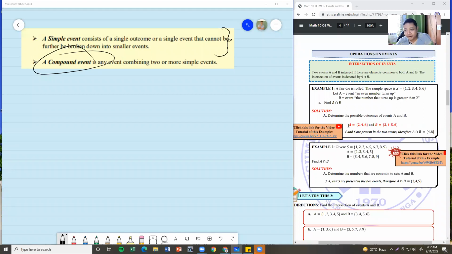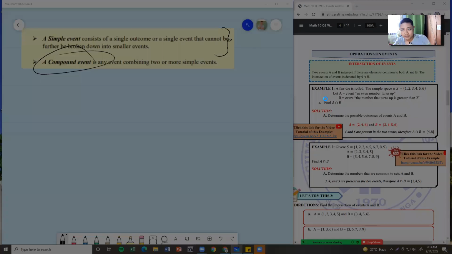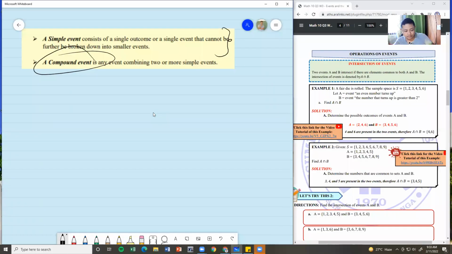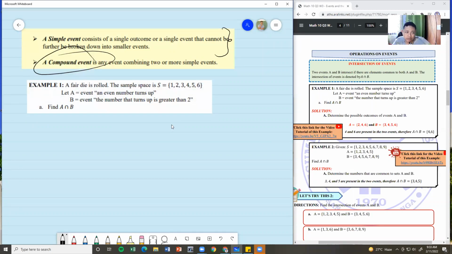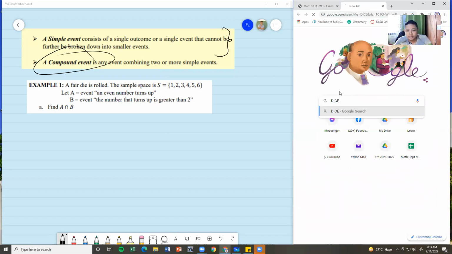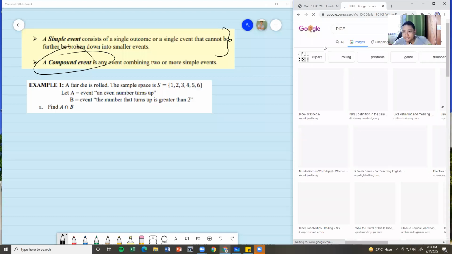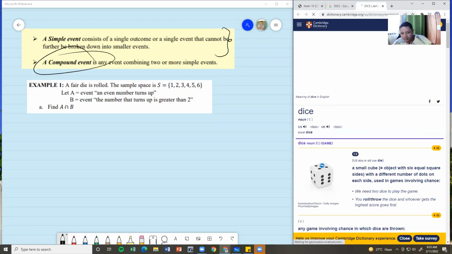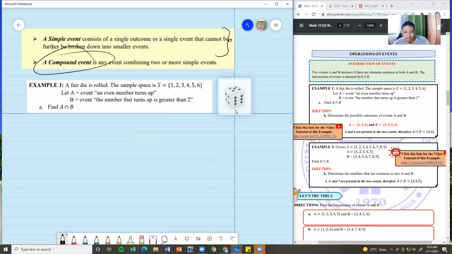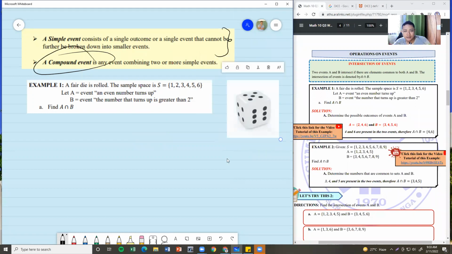So a fair die, for example, in this example, let me take a screenshot of this. This is just to explain it to you. So imagine there is a die, a dice. Let me just get a die here so that you can imagine it. So this is the die, because in probability, we should be able to imagine what we are doing so it is clearer. Okay, so we have here a die.